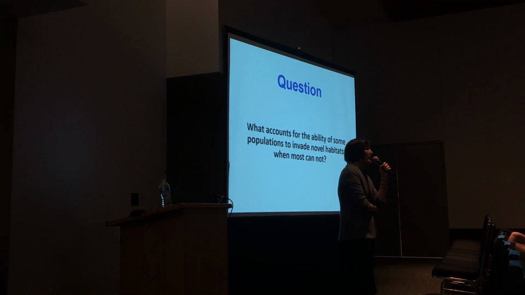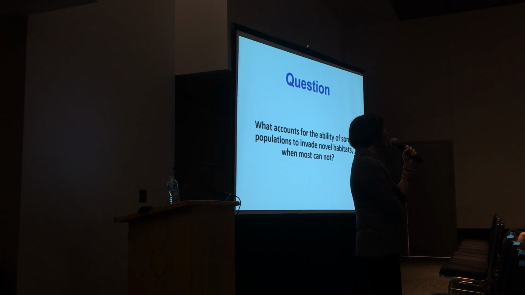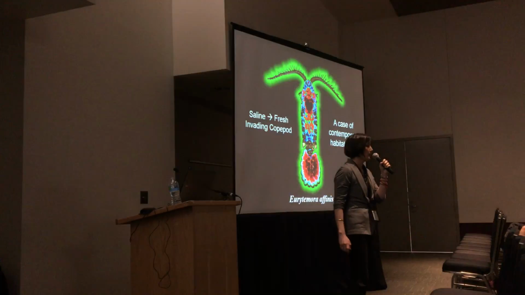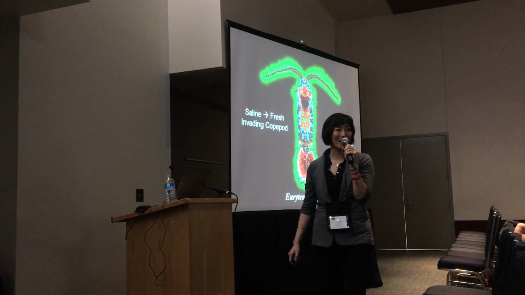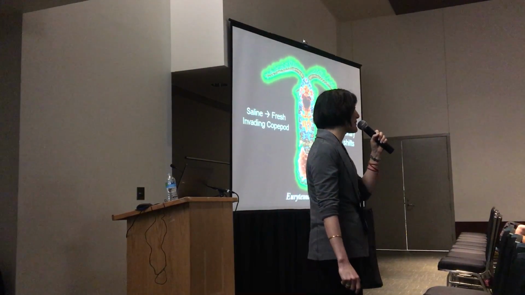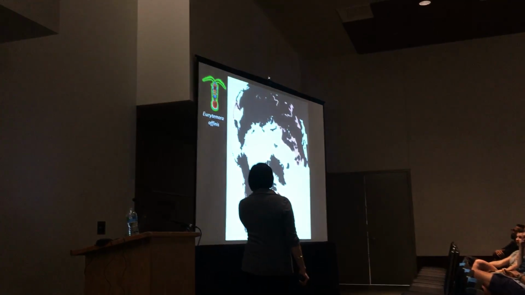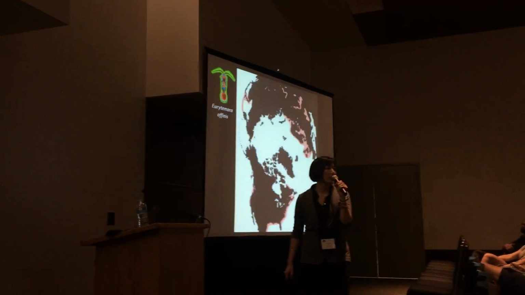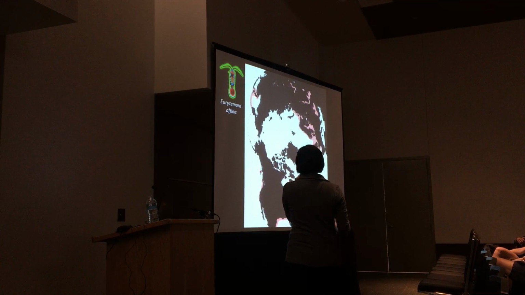So in light of that, the question is what accounts for the ability of some populations to invade novel habitats, when most of them in fact cannot. To address this question, my lab has been using the charismatic, gorgeous copepod Eurytemora affinis as a model system. If you look at the native range of this species, it spans coastal waters in salt marshes and estuaries in North America, Europe, and in Asia.